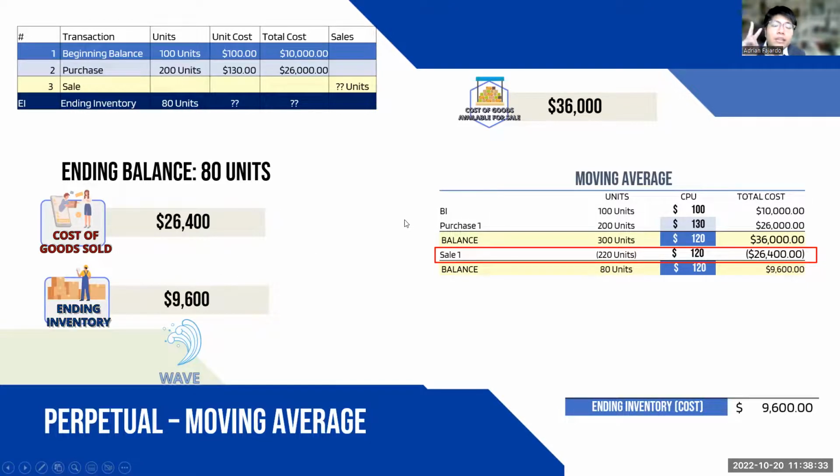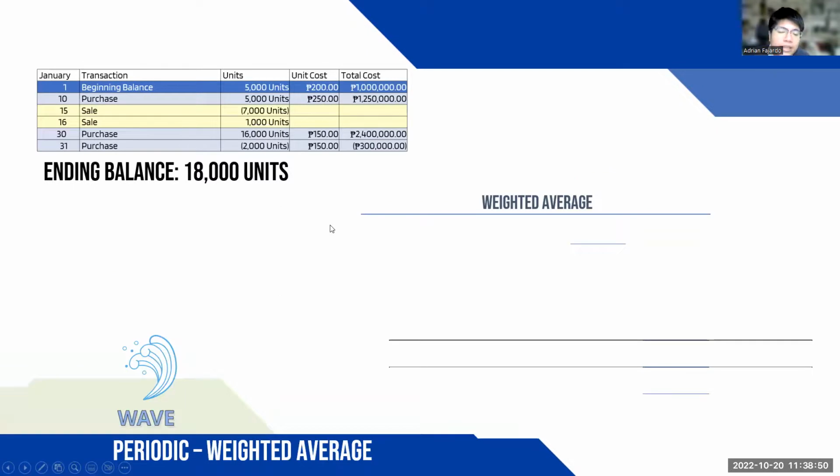So there are two ways to get cost of goods sold in the moving average. Number one is subtract your ending inventory cost to your COGAS. Or you look at every sale transaction. And then kung ano man yung total cost na lumabas, the 26,400, yun yung cost of goods sold. Right? Next is weighted average.